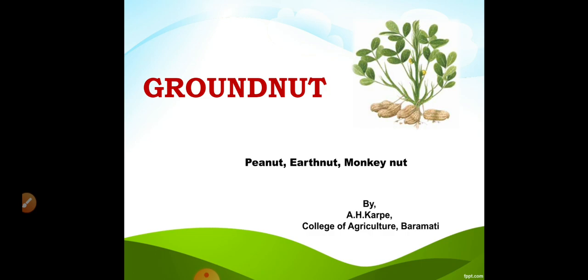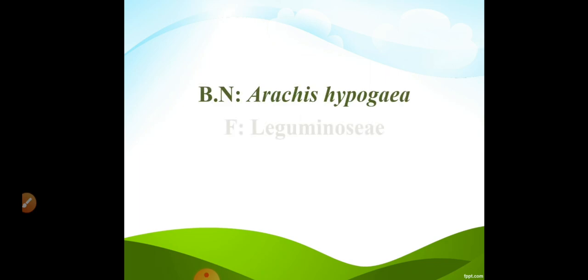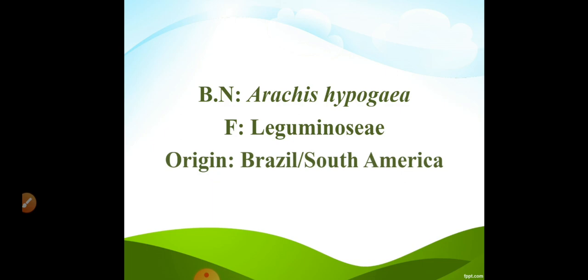Okay, so let us see the botanical name of this crop. So the botanical name of this crop is Arachis hypogea. Family of this crop is Leguminosae, and if we think about the origin or native place of this crop, it is Brazil, America.